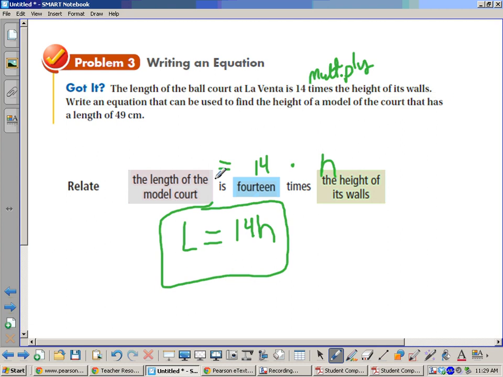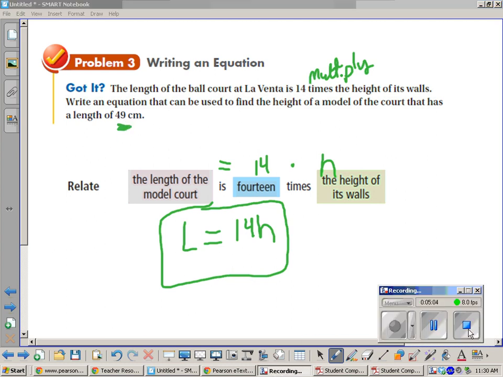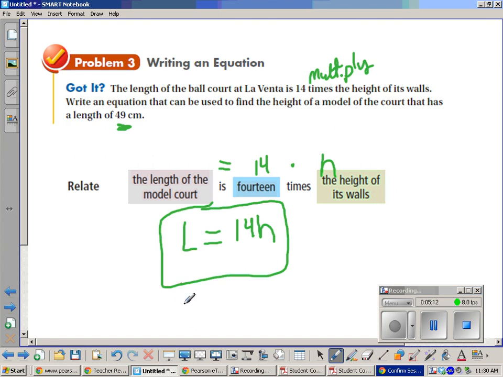Okay. Now we can actually find 49 in the problem. Since we know that the length is 49, we can actually put that in for L to finish the equation. So we could do 49 equals 14 times h. Later on, we'll actually be able to solve for h. Since they're just asking us to write an equation to represent it, just put the 49 in for what the length represents.